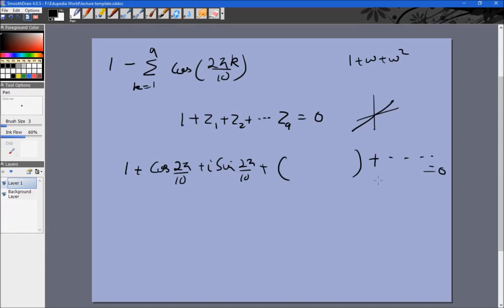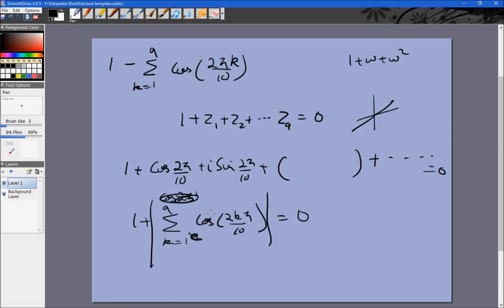plus cos 4 pi by 10 plus i sine 4 pi by 10 and so on is 0. And you can just take the real part of this equation. What that will give you is 1 plus summation k equal to 1 to 9 of cos of 2k pi by 10, which is equal to 0. That means the summation 1 to 9 of cos 2k pi by 10 is equal to minus 1. That means 1 minus of minus 1 is 2. So the answer to option S indeed is 2. The value of this quantity does indeed come out to be 2.